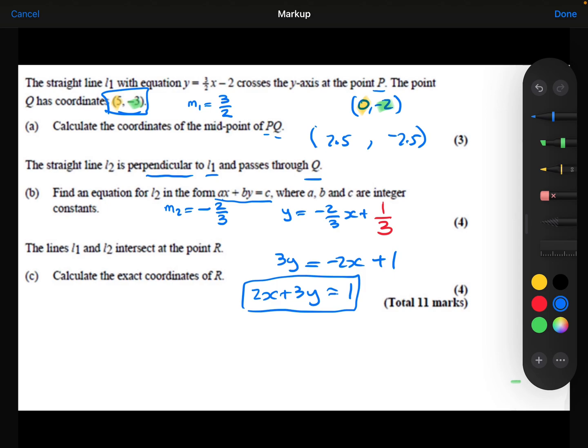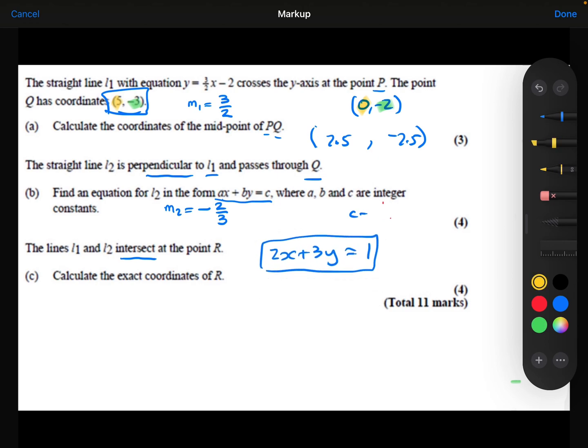We're then told that lines L1 and L2 intersect at the point R, and we need to find the exact coordinates of point R. So intersect, that's making me think simultaneous equations. I've got my line L2 here, in yellow, this is L2 that I've just worked out. In green, we had L1 that we were given in the question. So we want to do simultaneous equations with these two. What I'm going to do here is take my y here and substitute it into the y here.